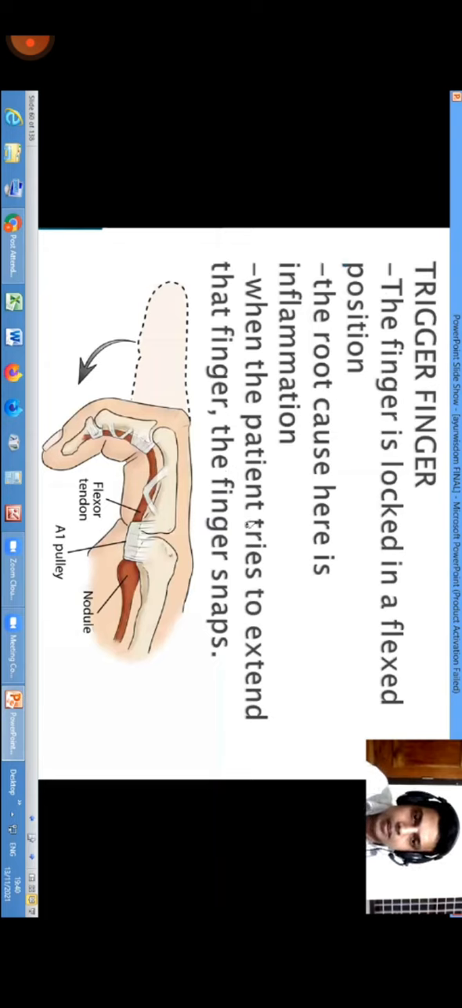Coming to trigger finger, this is one of the common conditions. Here, the finger is locked in a flexed position. The root cause here is inflammation of the tendon and the retinaculum. The tendon is forming a nodule here, and the retinaculum is also inflamed, causing stenosis of the retinaculum. So, when the patient tries to extend the finger, it snaps, because of the nodule passing through the retinaculum. This is called trigger finger.